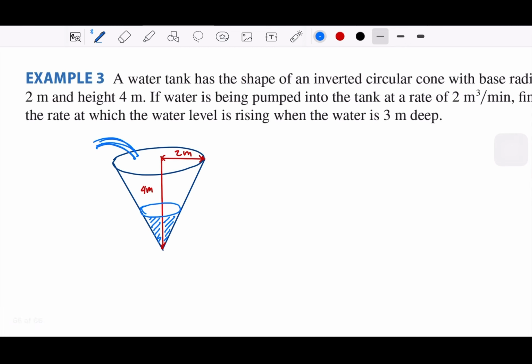Do not write 3, because this water level is not a constant. It's changing, right? So write it with something else. So let's name the variables.